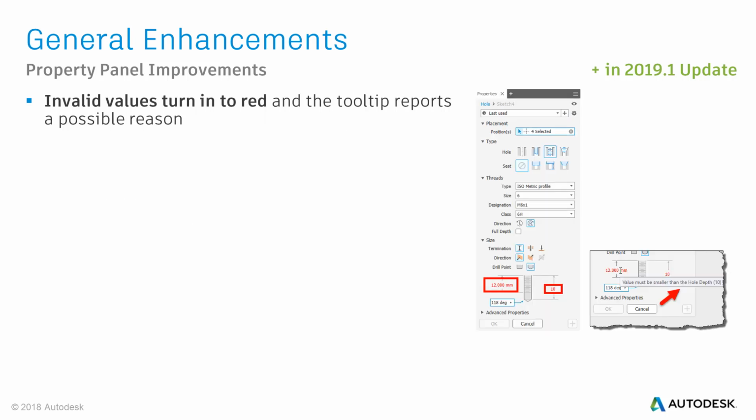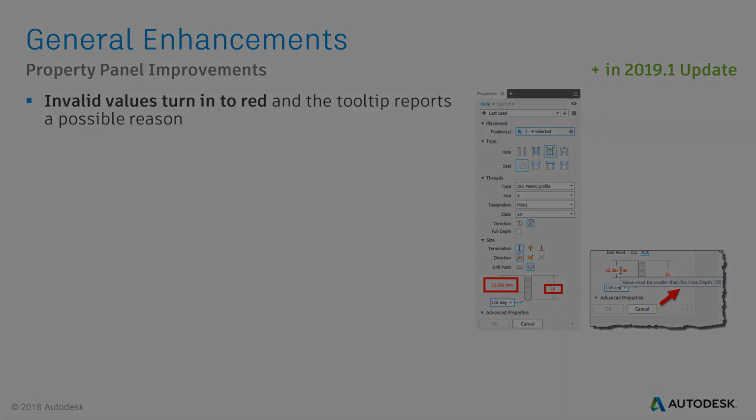When the value input in the hole command property panel is invalid, the value color turns to red and the tooltip reports the value as invalid when you're entering it. For example, the specified thread length is larger than the hole depth. This allows you to immediately correct the value or locate another value that needs editing for this one to become valid. Following is a run through the 2019.1 hole enhancements.